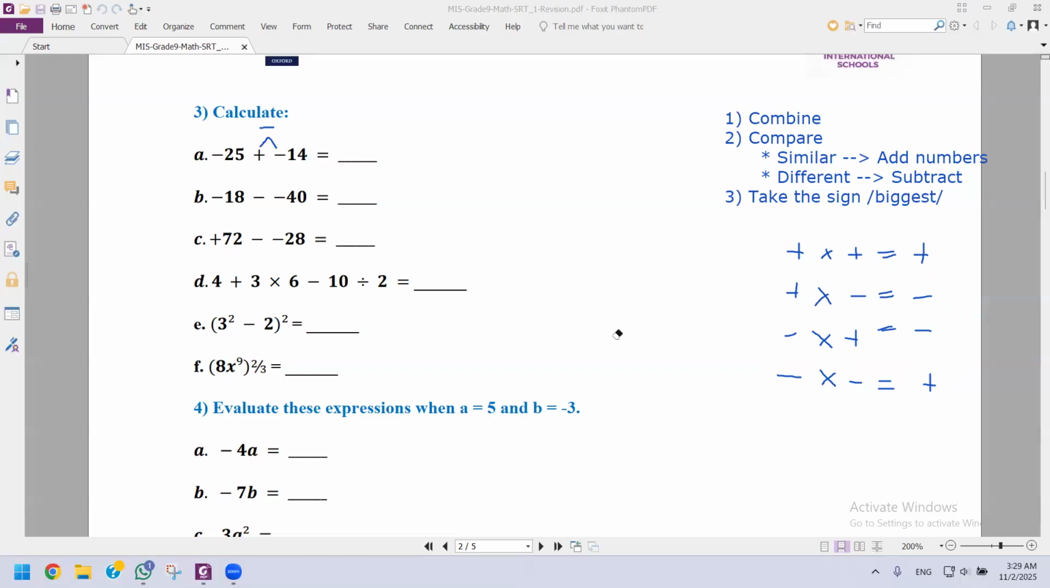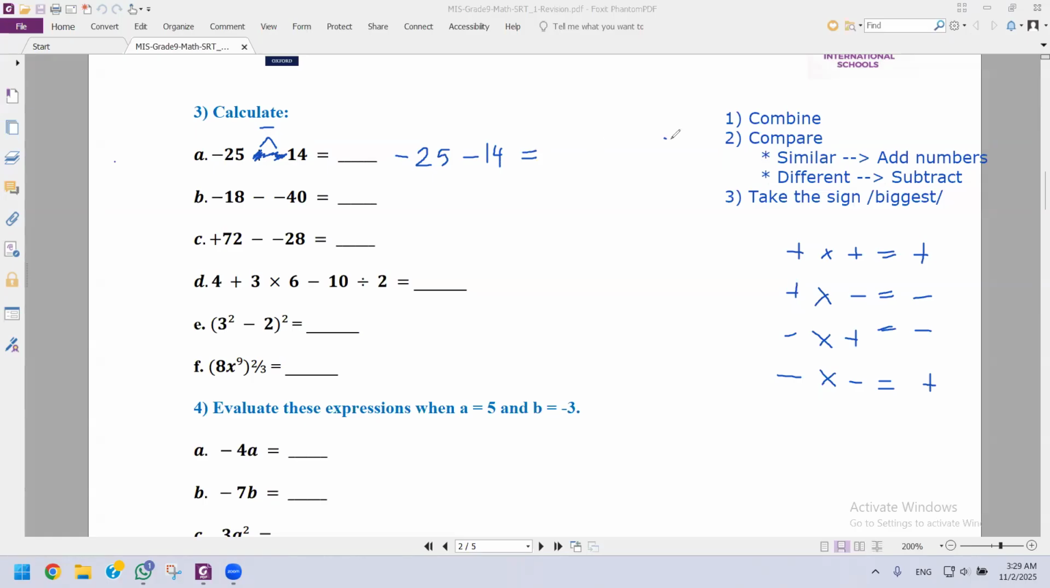Okay, let's continue doing the steps. So first step, I combine. I did plus times minus is minus. Now, it's okay since I have space. Let me write it down. Now I have minus 25 and then minus 14. So I don't see those old signs, okay? I only see the new one. So minus 25 minus 14.